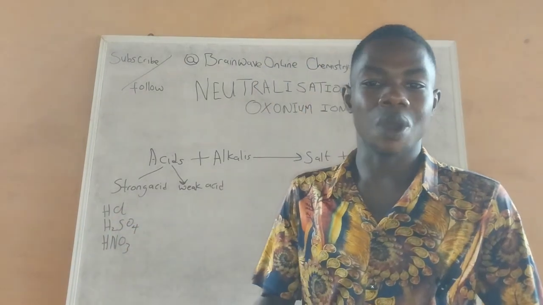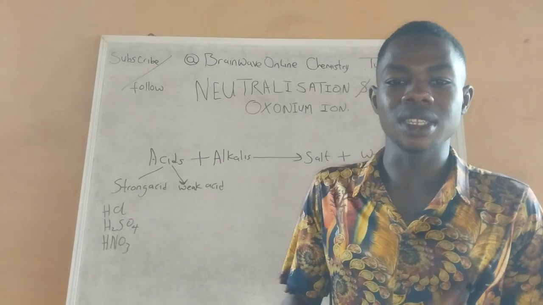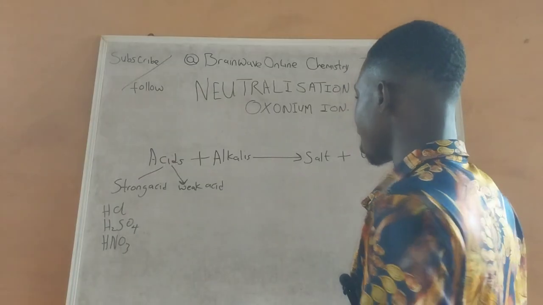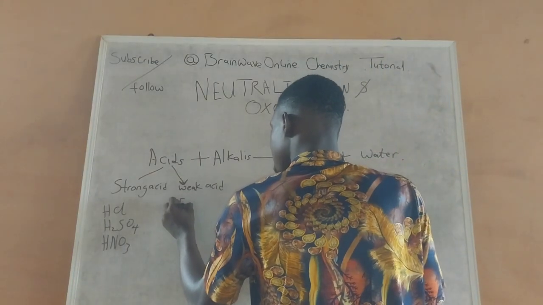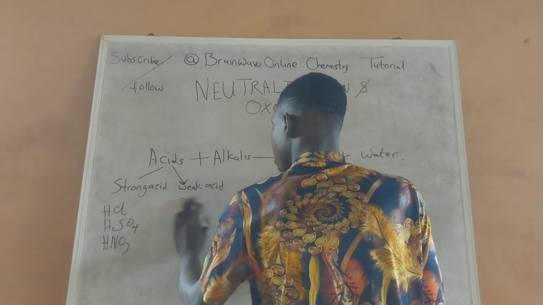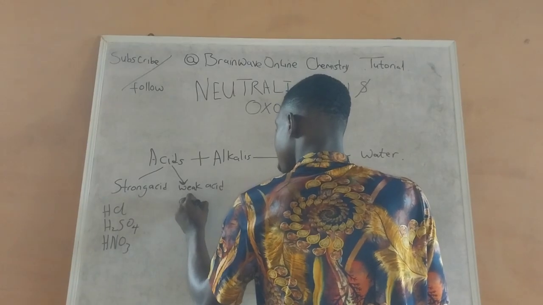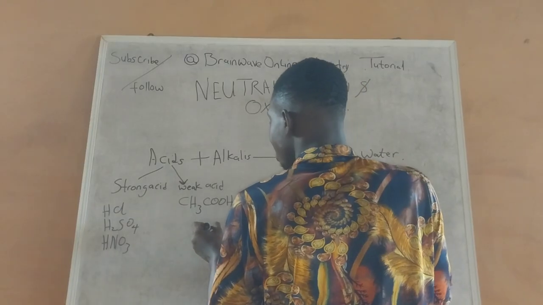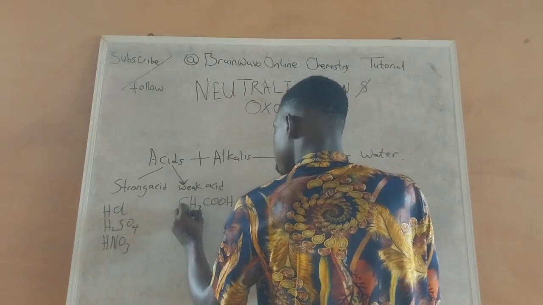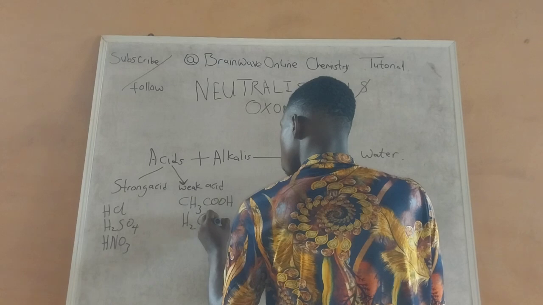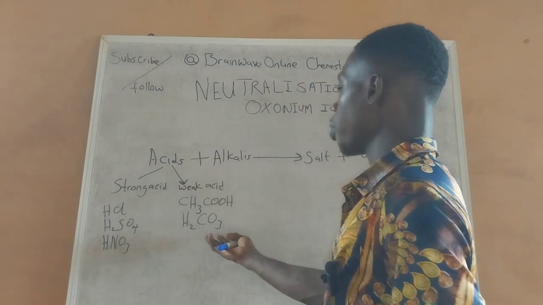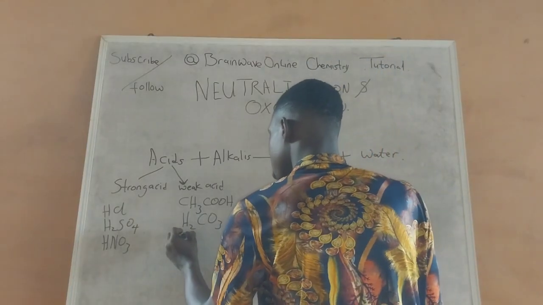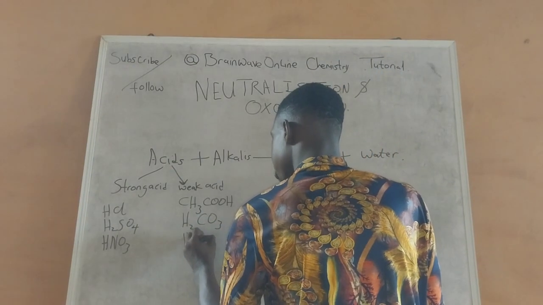Now we're talking about weak acid. Weak acids are acids that ionize slightly or partially in solution. Examples of weak acid that we have include ethanoic acid, which has the molecular formula CH3COOH. We also have trioxocarbonate(IV) acid, H2CO3. So these are some of the examples of weak acid. We also have tetraoxophosphate(V) acid, which is H3PO4.